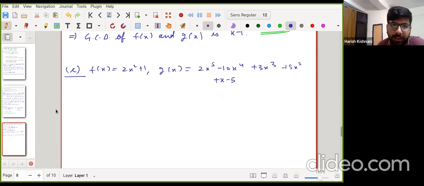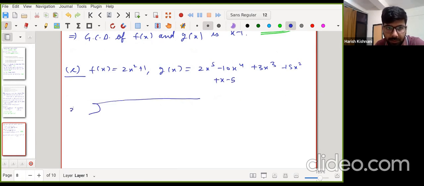Let's just divide g(x) by f(x). So you have 2x squared plus 1 here, and 2x raised to 5 minus 10x^4 plus 3x cubed minus 15x squared plus x minus 5 here.